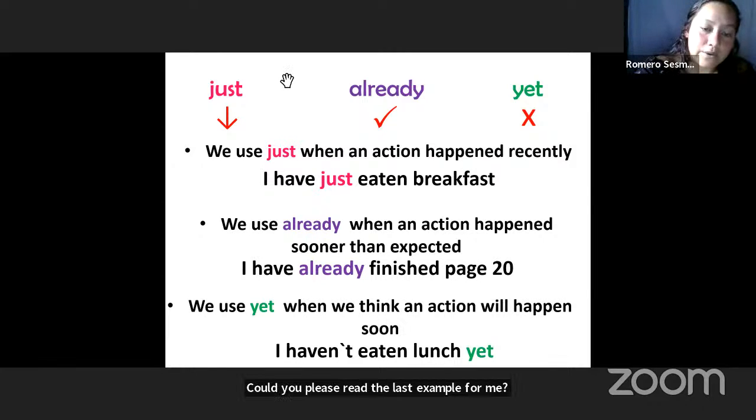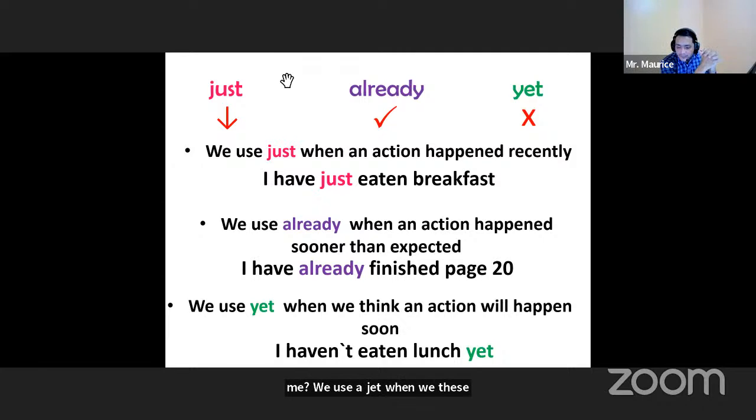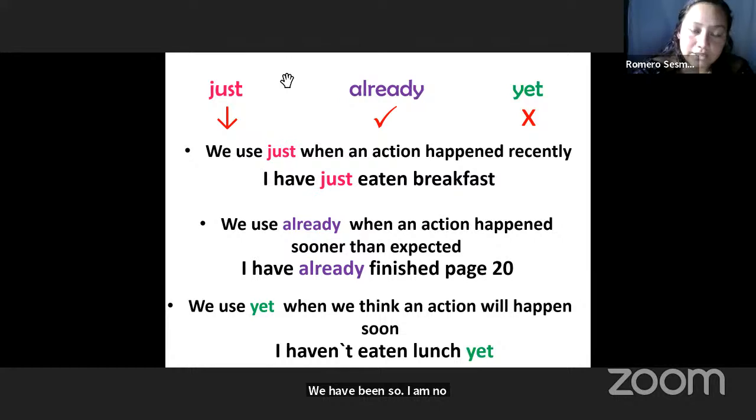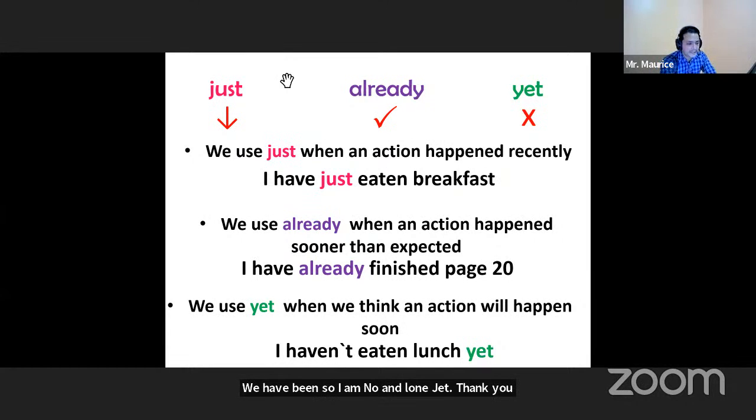We use yet when an action has not happened, so I haven't done it yet. The last word, yet, we use when an action hasn't been done yet, okay? So we need to carry out something, but unfortunately, for some reason, we cannot do it. But it is an obligation probably, and we use the word yet. Remember, the word yet means aún, todavía.